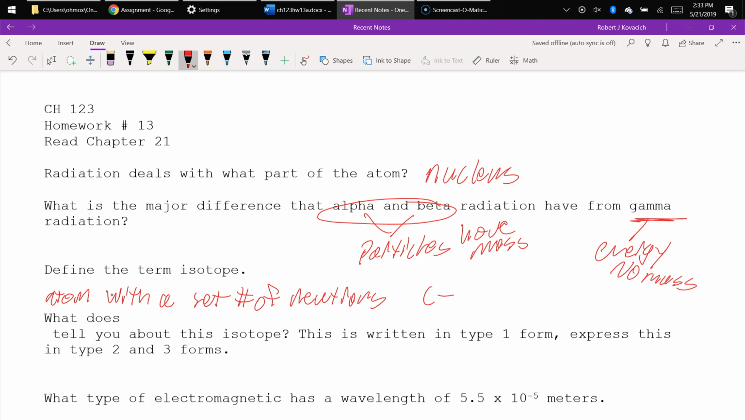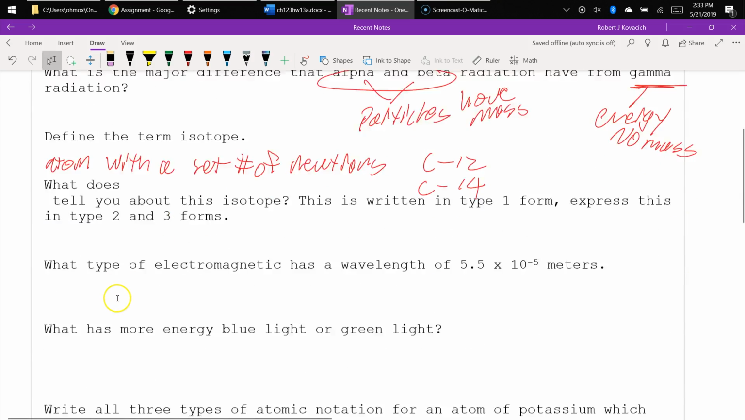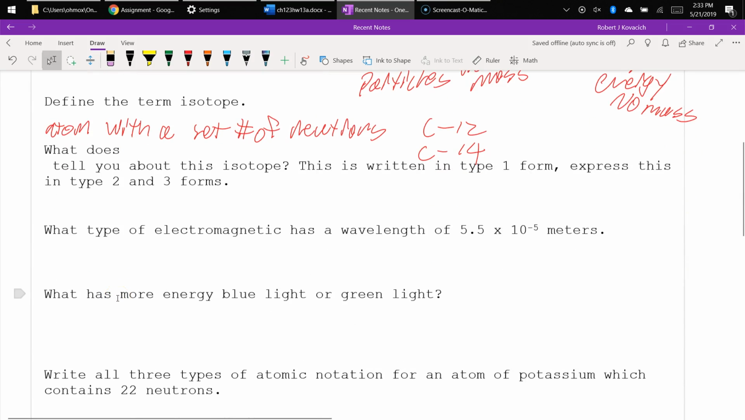Easy examples would be carbon 12 or carbon 14. Both obviously have 6 protons because they're carbon, but they have different numbers of neutrons, indicated by the different masses.